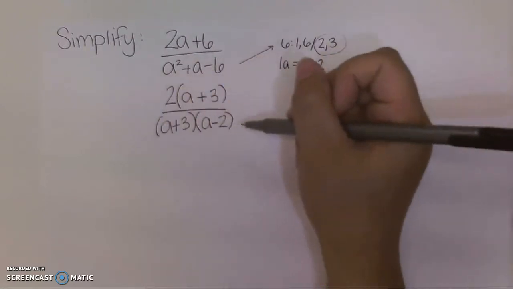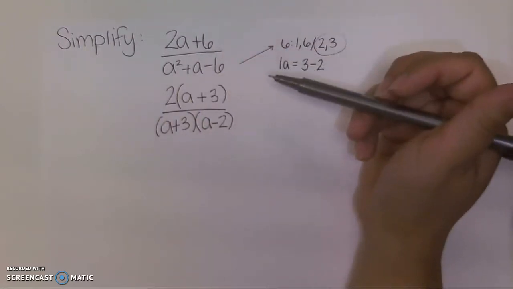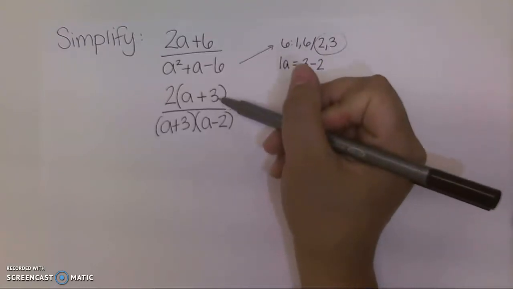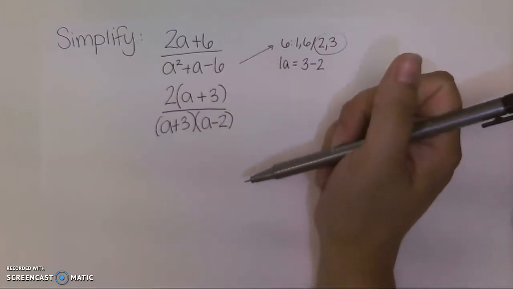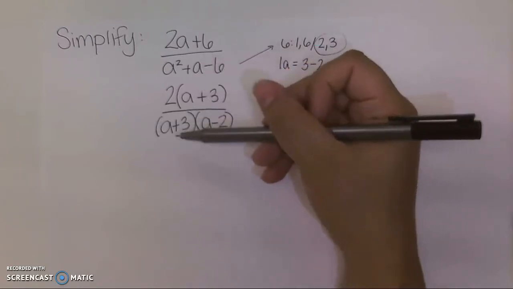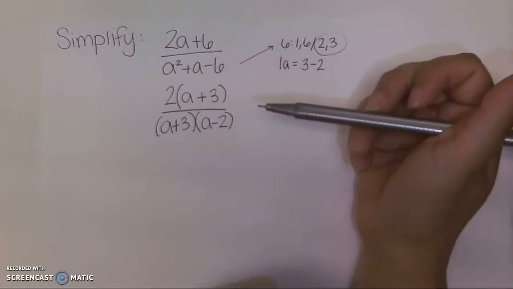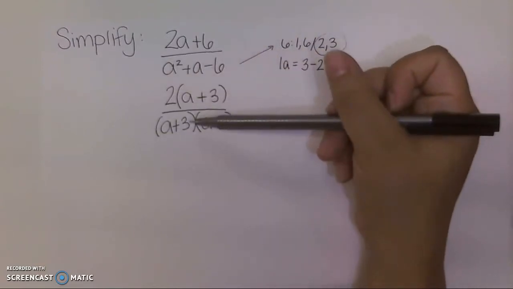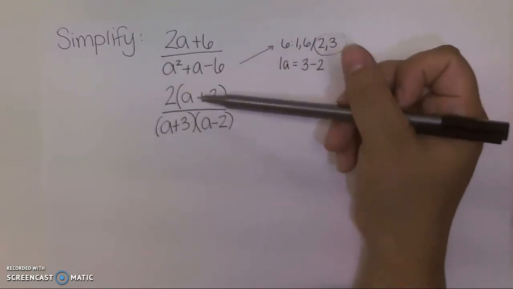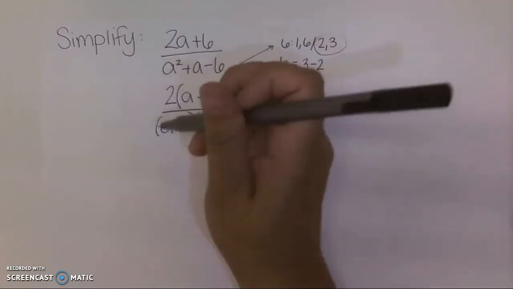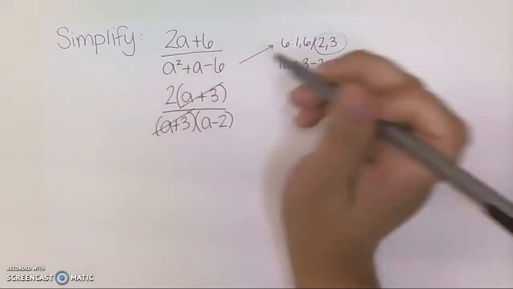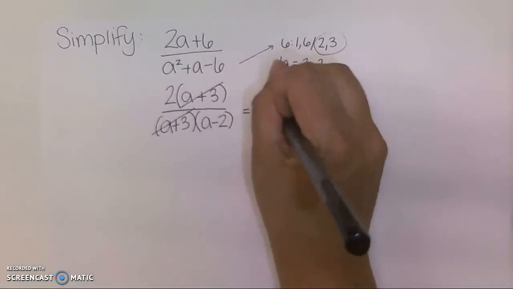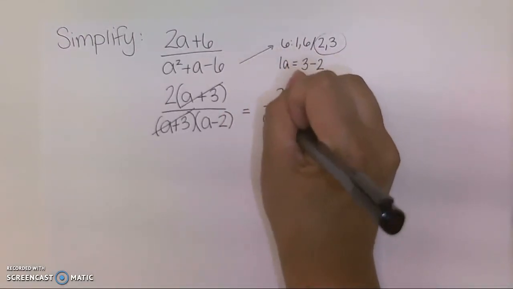So now that I've got this factored, I notice that I do have something in common that I can cancel. So notice that the top and the bottom both have an a plus 3. Because it occurs in the top and bottom in exactly the same shape and fashion, we can cancel those out. Now, if one of these was a minus 3, that wouldn't be the same as a plus 3. So make sure they look exactly the same. So we're left with 2 over a minus 2.